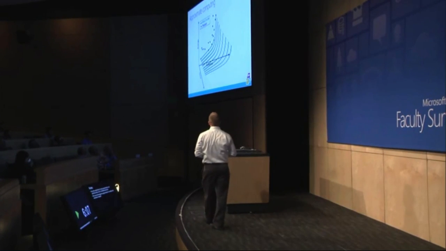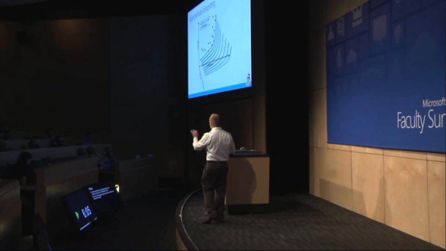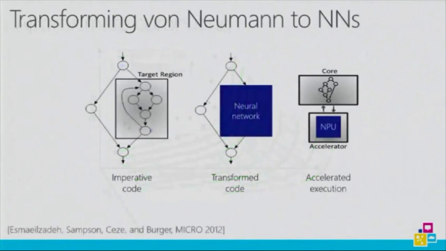So I'll talk about one very incremental step we've taken in this direction next, and that's taking von Neumann computing and transforming it to neural networks. This was a really surprising result for us. We didn't think it would work this well. This is again work with Luis Ceze, Hadi, and Adrian. On the left here, there's a standard control flow graph of a traditional imperative program, C, C++, whatever you want.